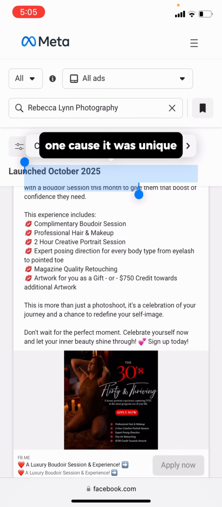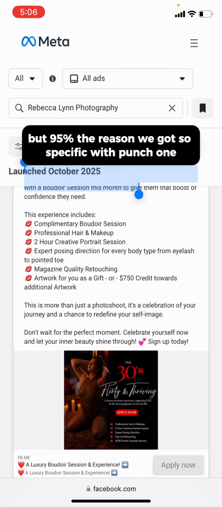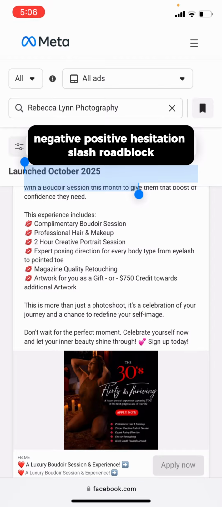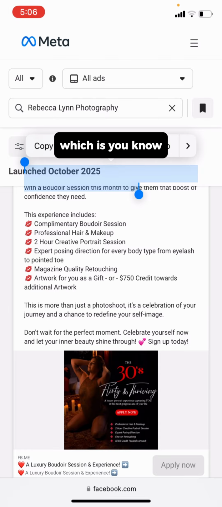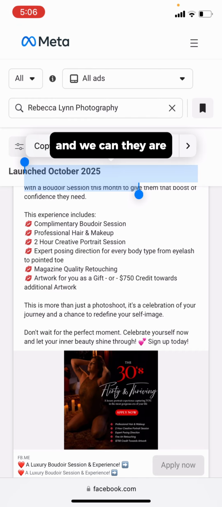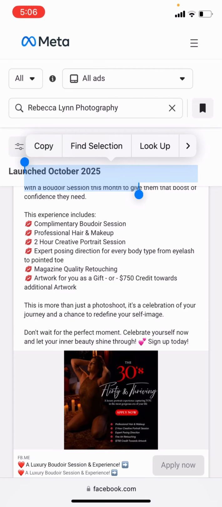Ours is the one that stands out, one, because it was unique, which is only kind of 5% of the reason, but 95% of the reason, we got so specific with punch 1, punch 2 that no one else can compete with us for this avatar with those specific self-label, negative, positive, hesitation/roadblock. So we become a market of one, which is, you know, they see us as the only option, and they are more happy to pay a higher price.